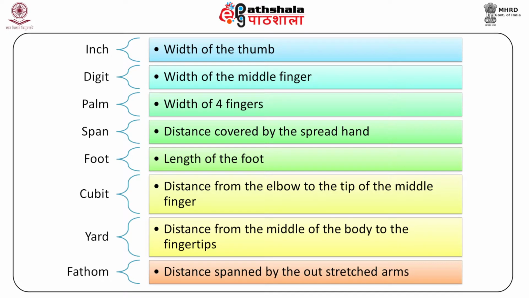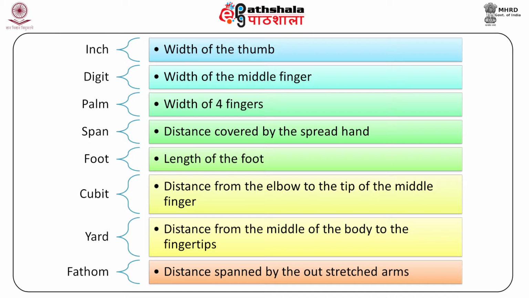Some of the familiar early units of measurement are: first is inch, the width of the thumb; second is digit, the width of the middle finger, which is about 3/4 inch. Next is palm, the width of four fingers, which is about 3 inches. Next is span. It is the distance covered by a spread hand, which is about 9 inches.